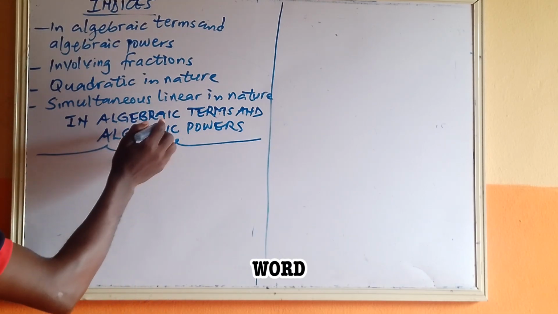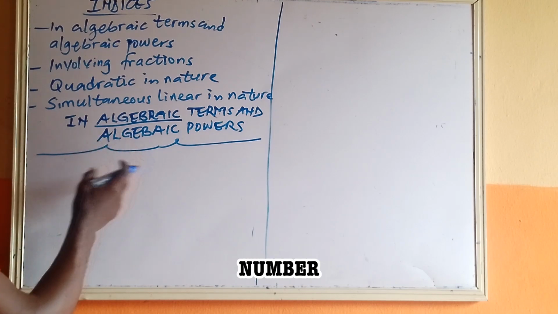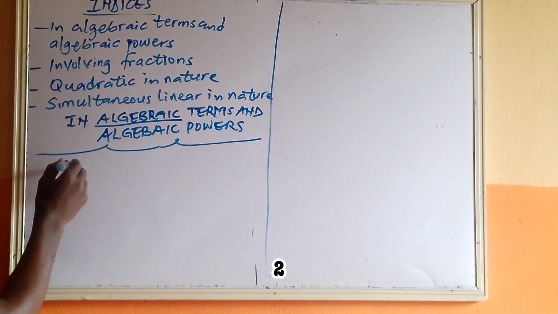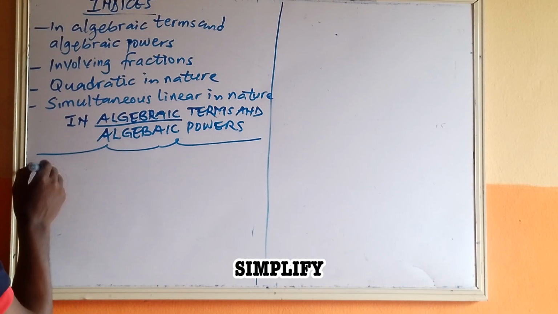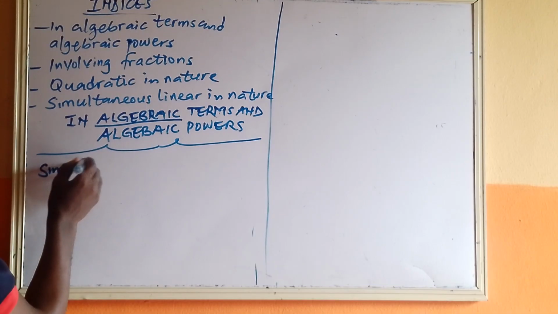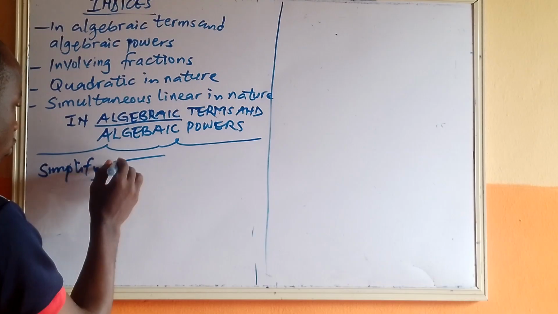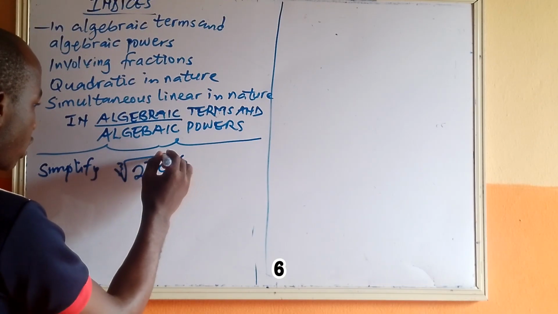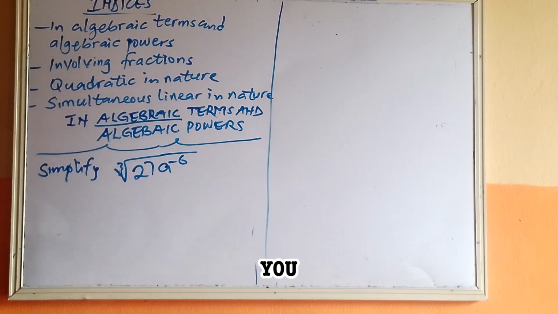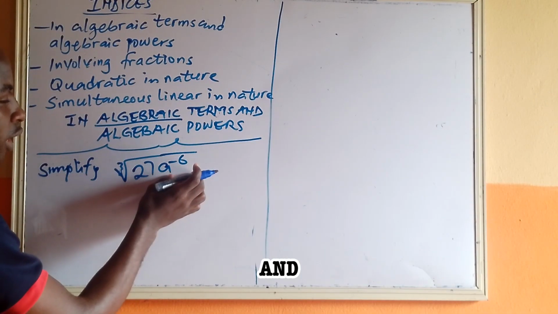Assuming the word algebraic means when you have a letter and then a number together. For example, 2x is an algebraic process. So let's look at the question. Assuming we are having simplify cube roots of 27 a raised power minus 6. So if you look at this question, you discover that you are having both a number and then a letter.